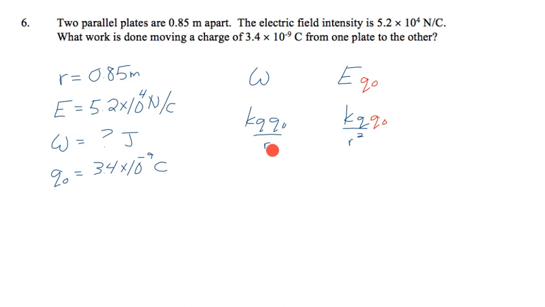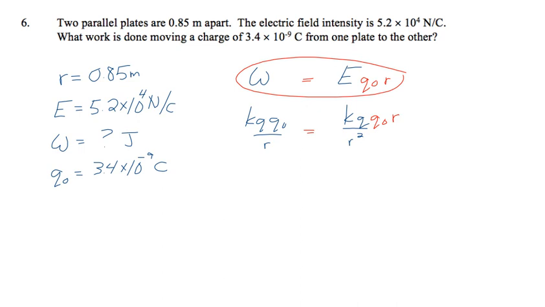Now, this side has an R, this side has an R squared. I want them both to be the same thing, and I don't want to touch this side. So to make this an R, I'm going to multiply by R here. Now if I look at the two down here, they're equal: KQQO over R, KQQO over R. Since those two are equal, then those are equal. And so there's my equation: W equals E times QO times R.